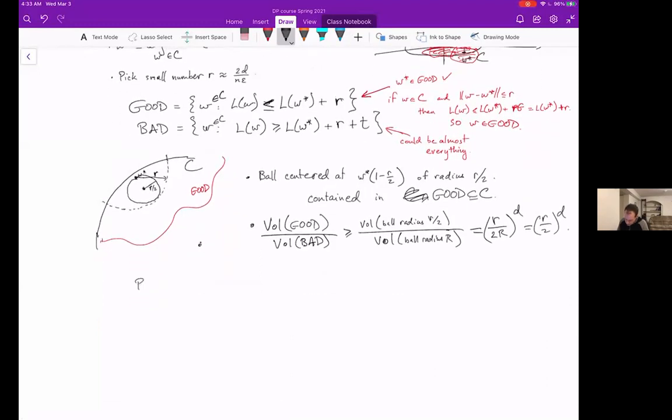So now if I want to know the probability of the bad set, the probability that W hat lands in the bad set, that's at most the probability of the bad set divided by the probability of the good set. Because the probability of the good set is less than 1. So if I divide by that, it's okay.